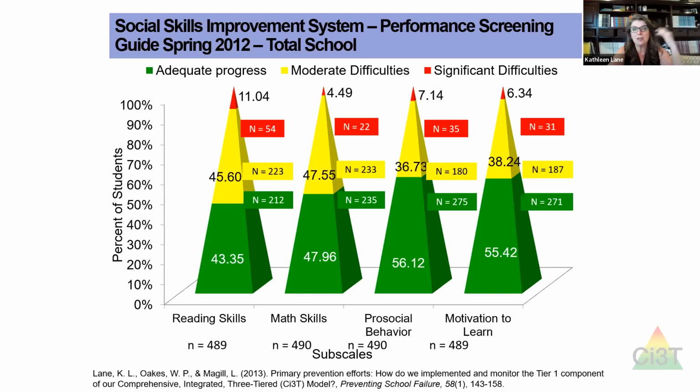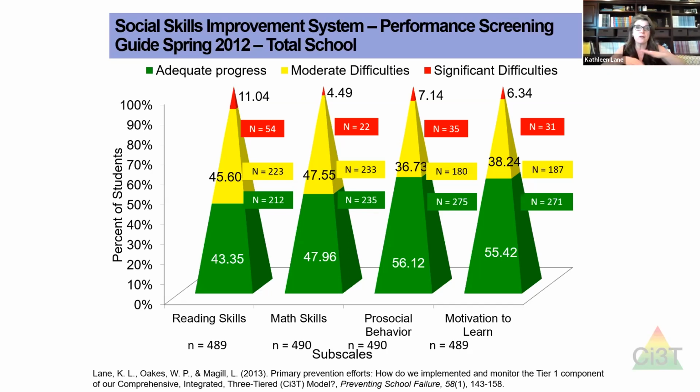These are also data from one elementary school in North Carolina. And I have a lot of respect for this principal. The first time they screened, these were their data. And she used this information to say, we're not where we need to be in terms of academics, in terms of reading and behavior and pro-social behavior and motivation to learn. This is the SIS Performance Screening Guide. And the gift of this is, again, it gives you a snapshot.